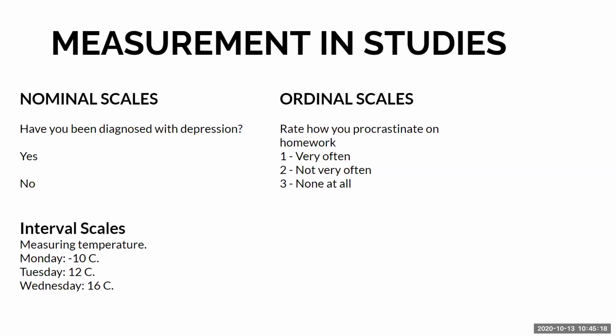The third are interval scales. Now, interval scales are a little complicated, but an interval scale is essentially any measurement that can be lower than 0, essentially. And a really, really good example of this is maybe tracking temperatures across days.